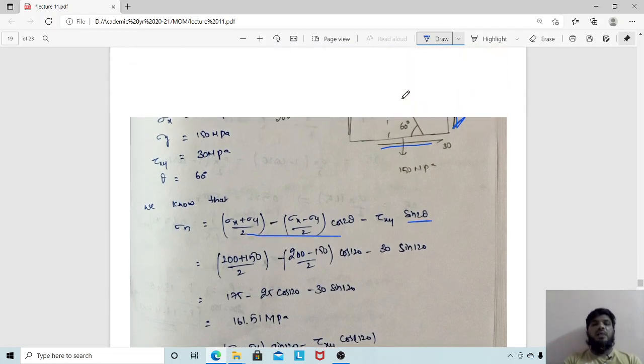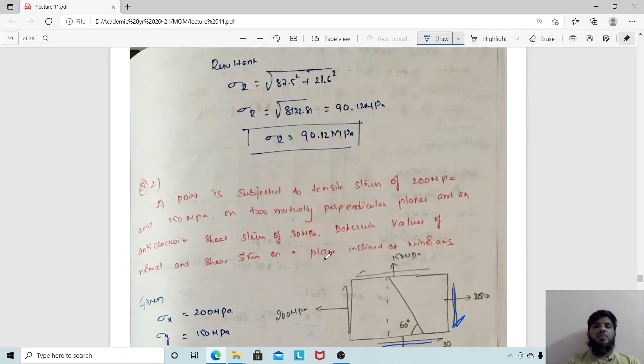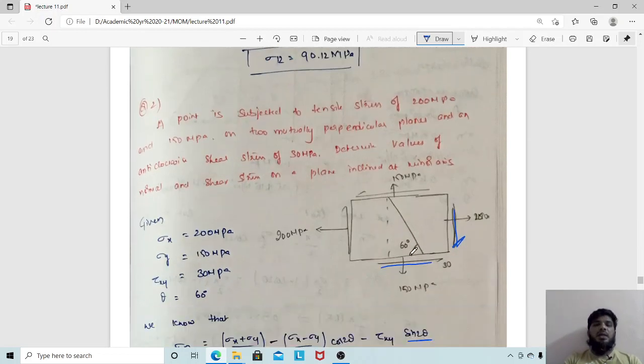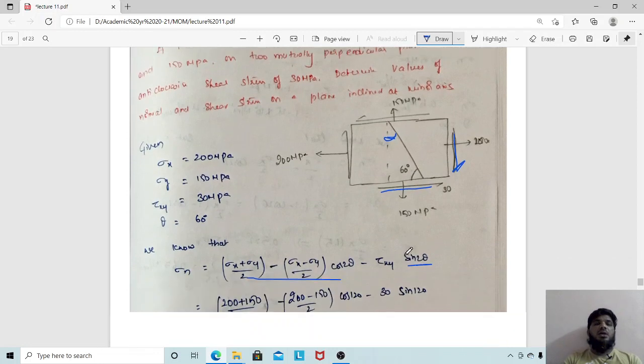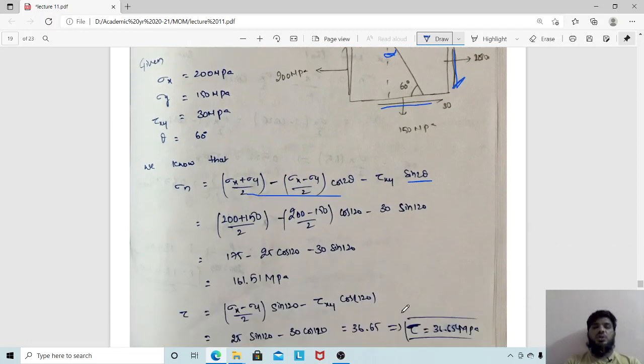Since they have given the angle, see which angle they have given. Inclined at the minor axis, what is the angle? They are going to determine the value of normal stress and shear stress on a plane inclined at the minor axis. I think they have given the diagram with 30 degrees. Okay, the minor axis is this, so here it is making 30. So obviously if it is 30, this will be 60. You have to consider it like this. Okay, theta is 60. You have to substitute the values.